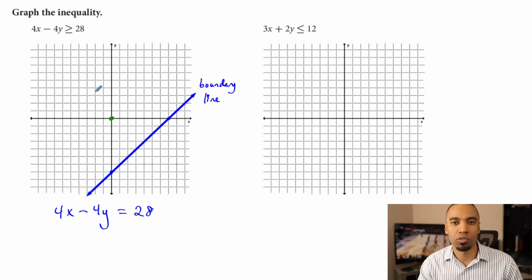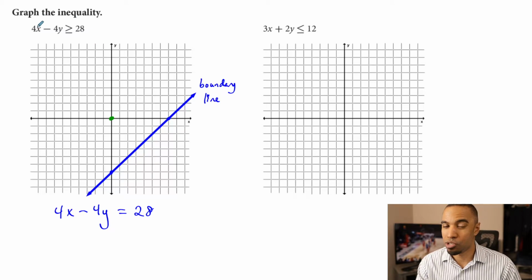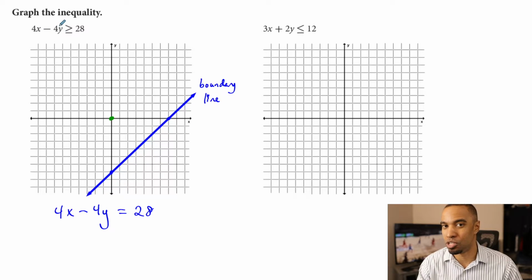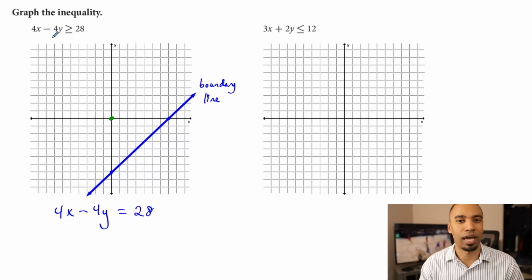All right, why am I choosing 0, 0? You know what 4 times 0 is? Do you know what negative 4 times 0 is? Yeah, they're both 0. Do you know what 0 plus 0 is? It's 0. You know what happens here? I don't got to compute nothing.